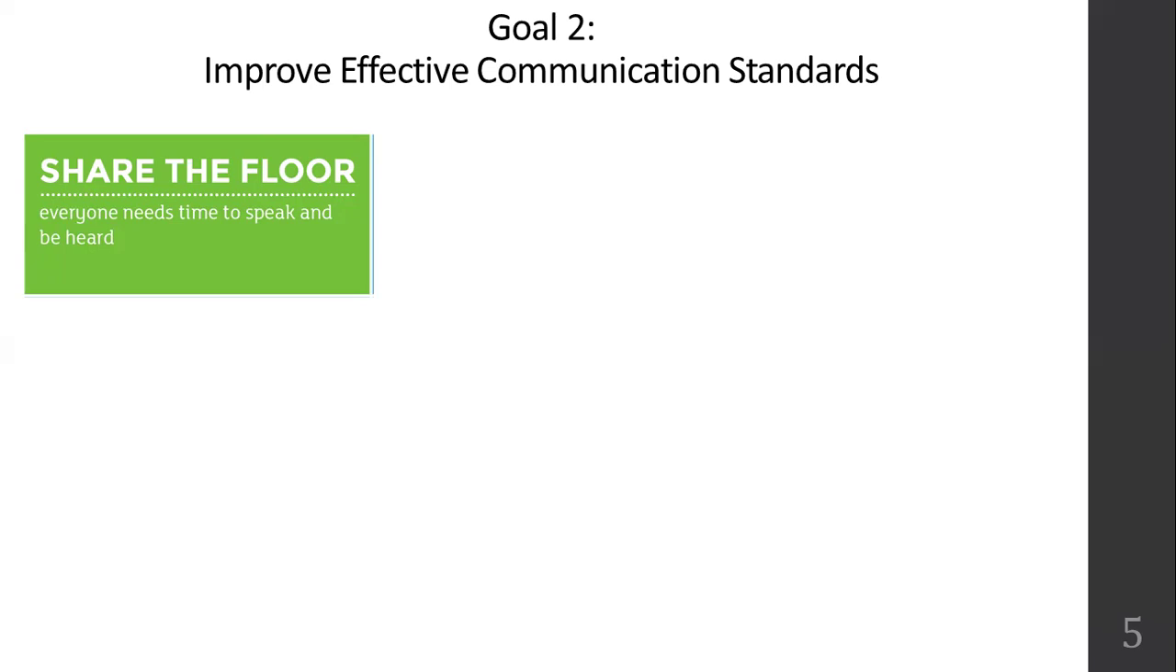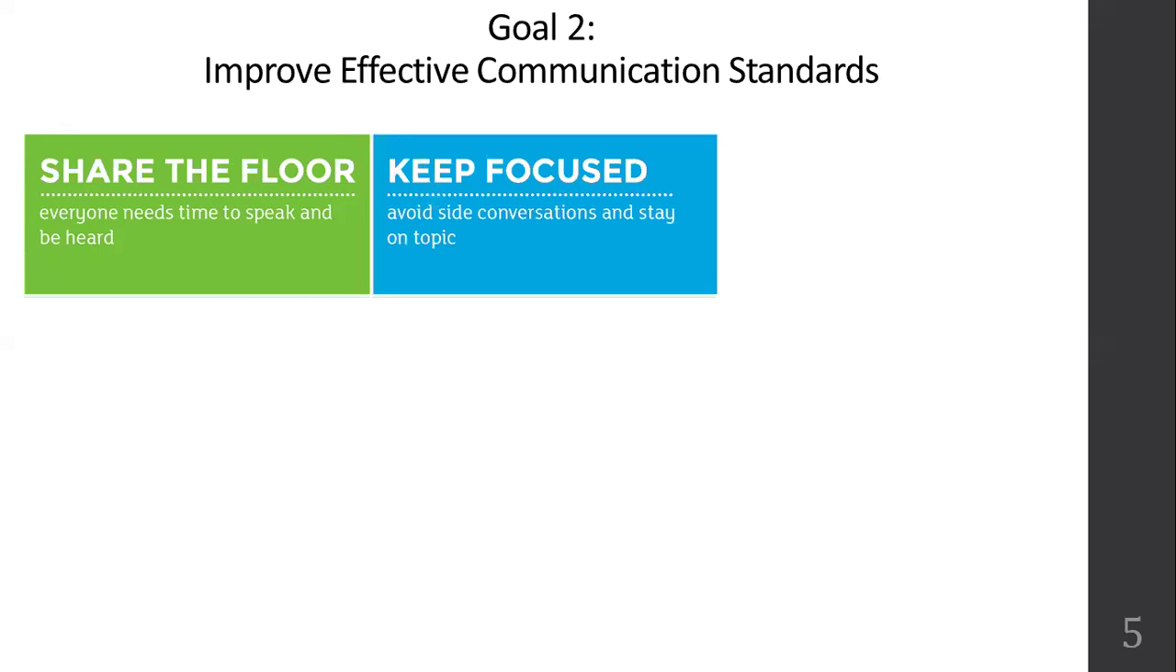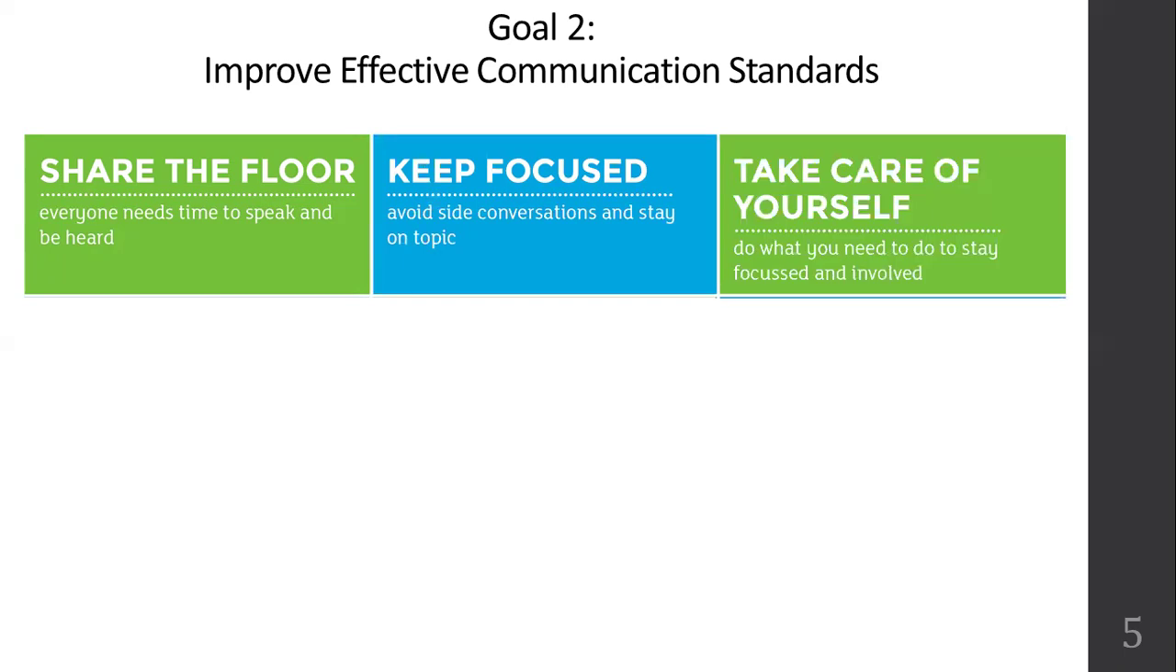There are various aspects in communication. Share the floor: everyone should be given time to speak. After you have mentioned your patient handover details, allow the receiver to ask questions. Keep focused. Don't stray away from the conversation. Keep your focus brief. Don't go into other conversations or other topics. Be focused on the given topic. Take care of what you need to say and don't miss out on any points.